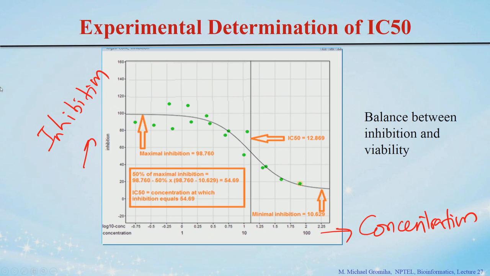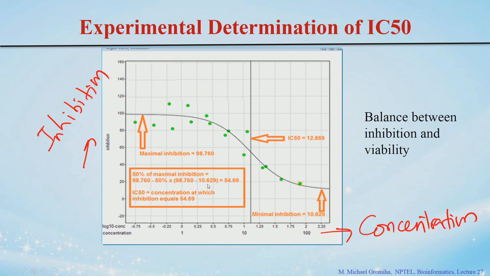Okay. So, you see this is the 98% maximal inhibition, and you can see the curve. This is the usual curve we get for the inhibition with respect to different concentrations. Then if you go to the lowest one, the minimal inhibition is 10.629. Then we get the 50% of maximal inhibition.